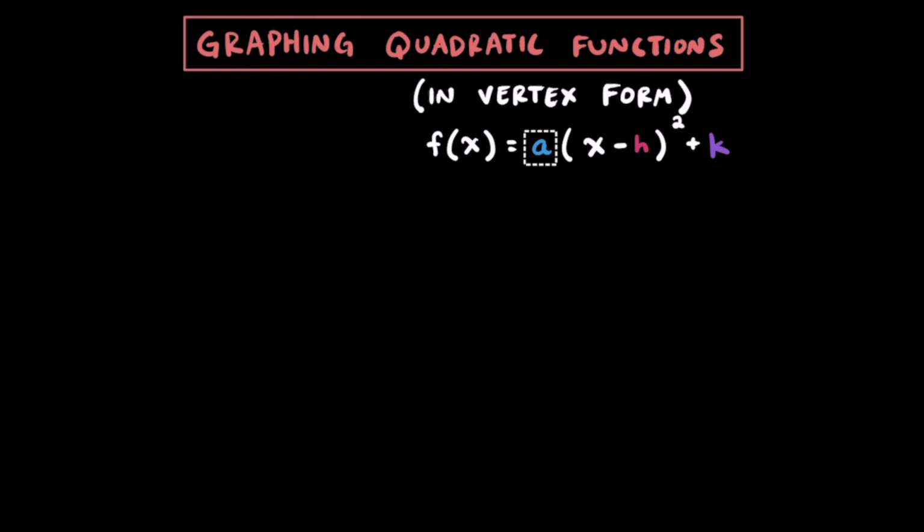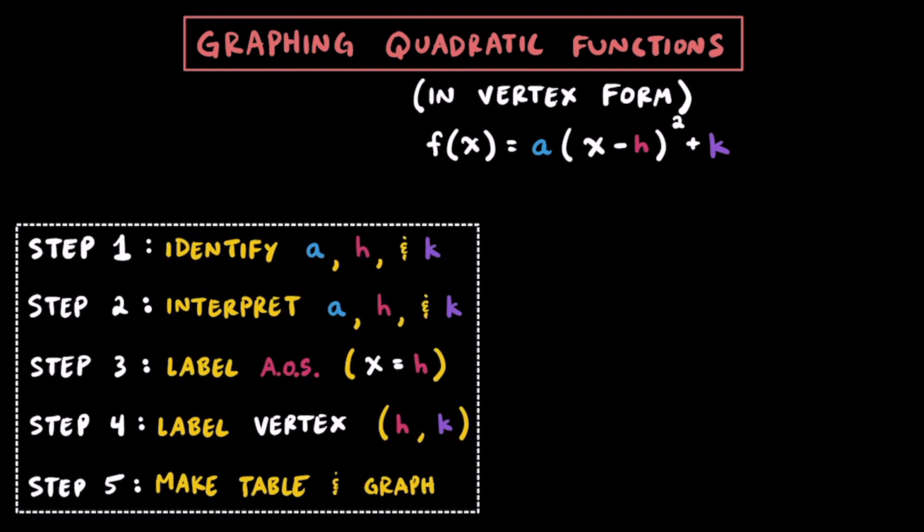Just like in standard form, this coefficient or constant of a is going to tell us if we're going to have a vertical stretch, a vertical shrink, or if the parabola is going to have a minimum or a maximum. A new constant that we see in vertex form is this h here. When h is positive, the vertex is going to move to the right, and when h is negative, the vertex is going to move to the left. Another new constant is this k. When k is positive, the vertex is going to move up, and when k is negative, the vertex is going to move down.